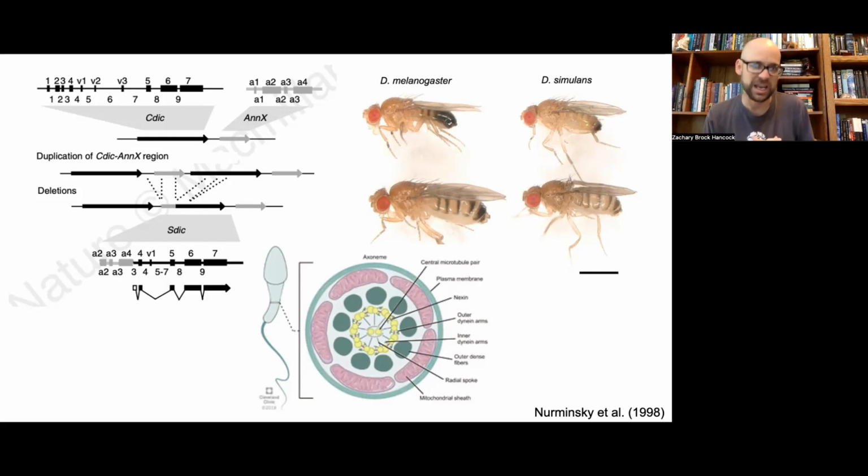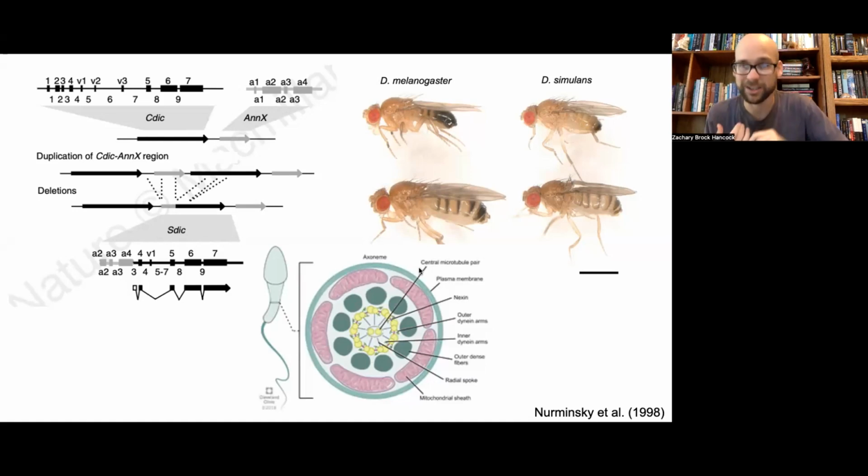And what Nurminsky et al. in 1998 found was that this gene appears to be constructed from rearrangements of the original two genes that exist in all of the Drosophila genus. So I want to read you just a little bit from their abstract, in which they define what this gene is and how they came about finding it.